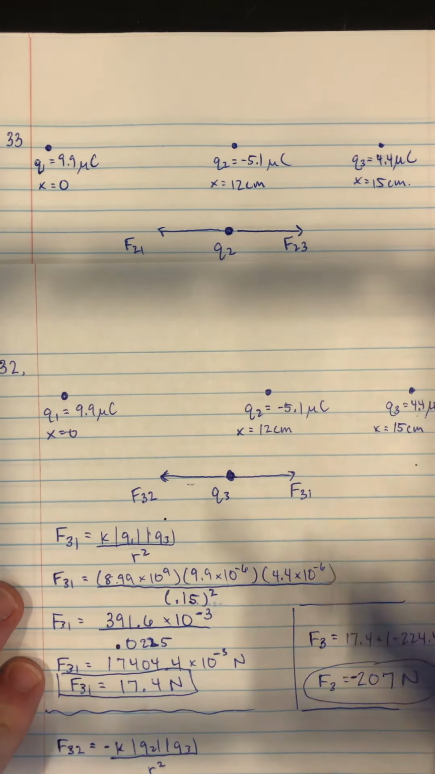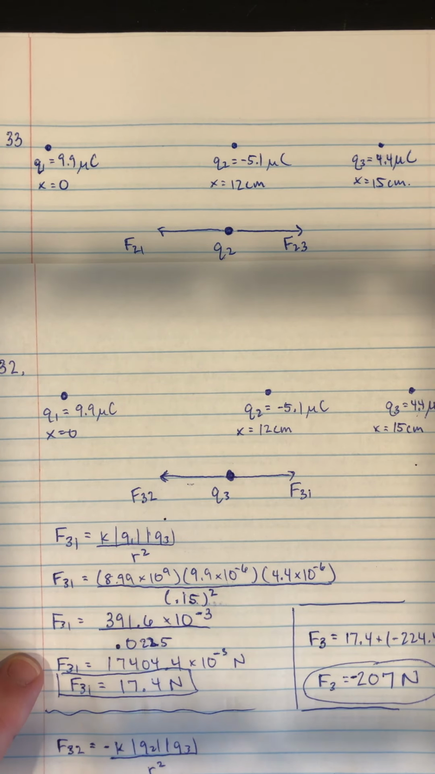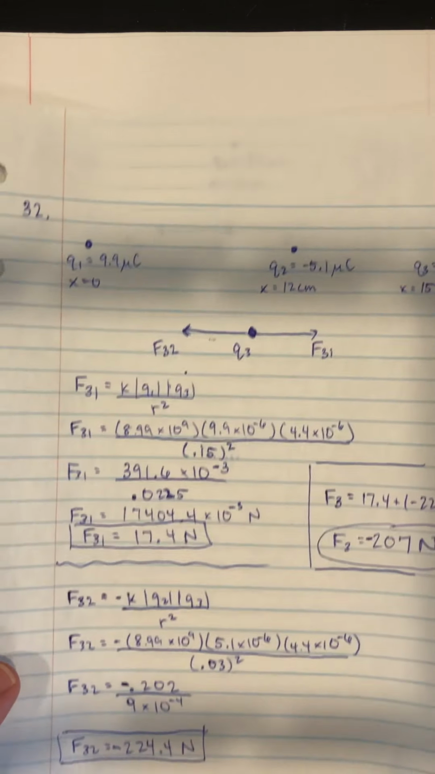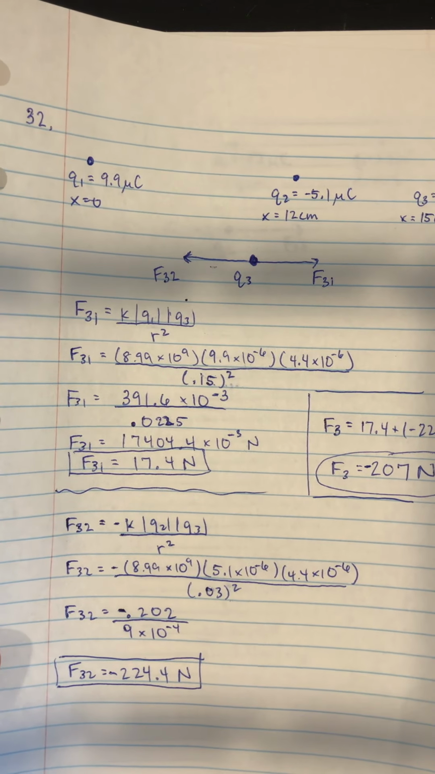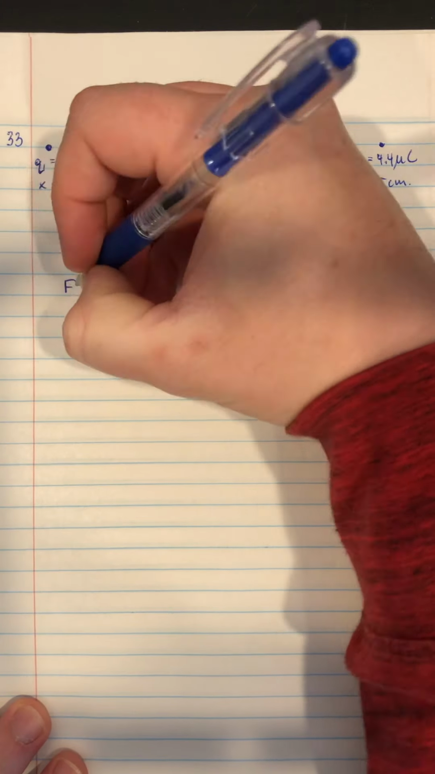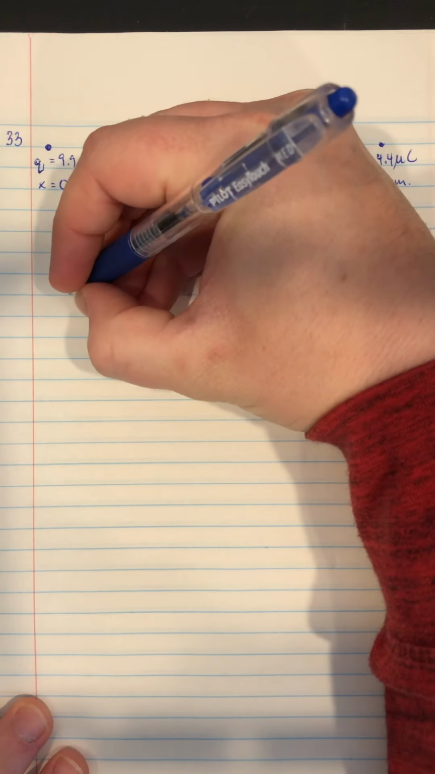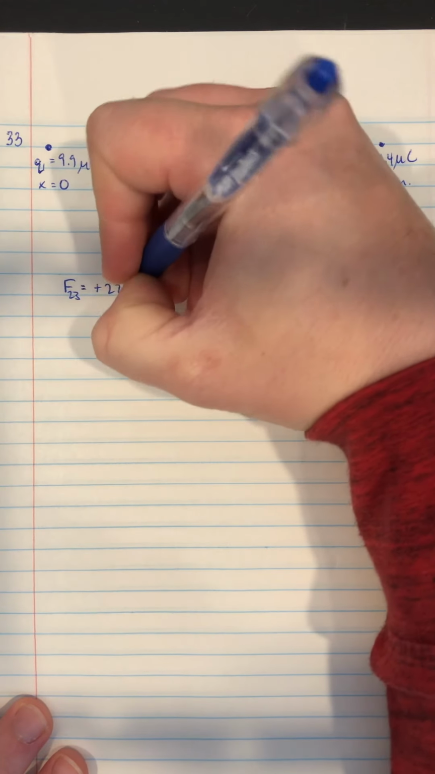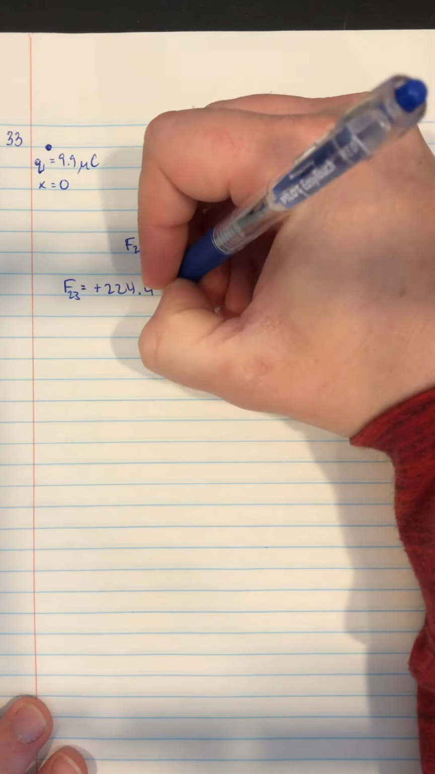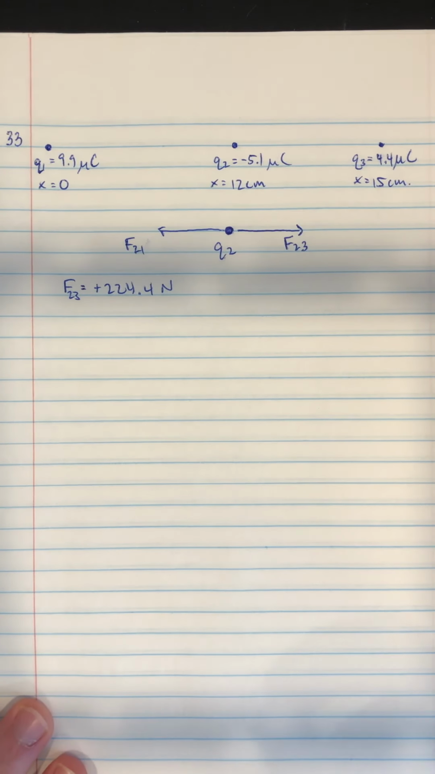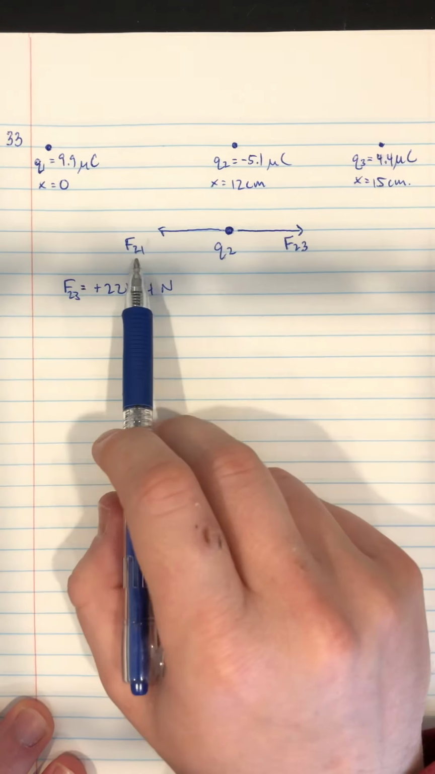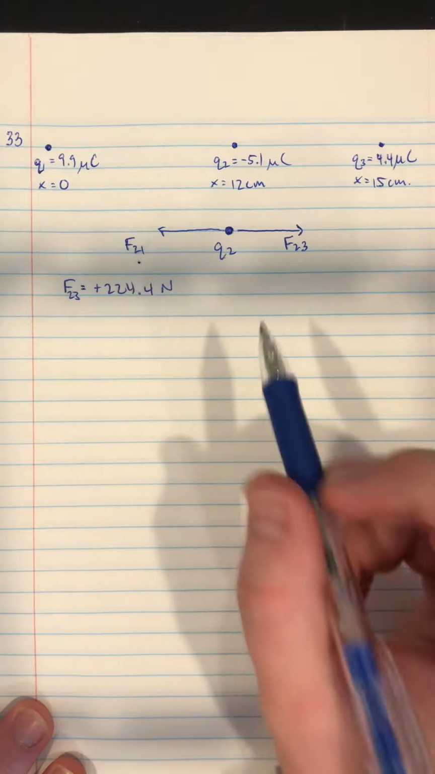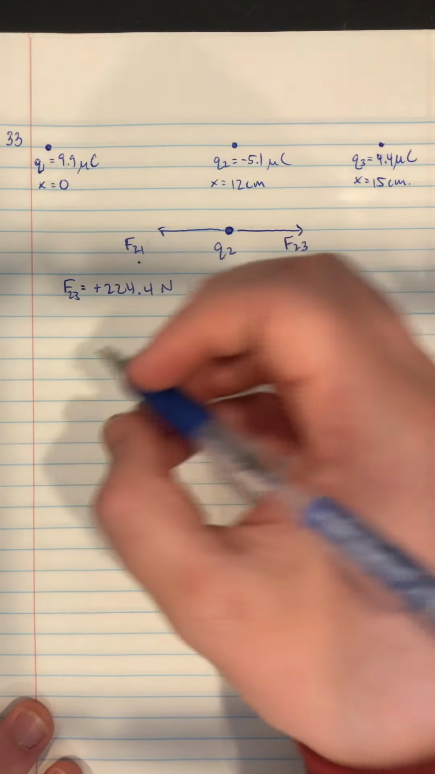So I can actually just take my answer for F32, which was negative 224.4, and make it positive. So F23 is going to be positive 224.4 newtons. That way I don't have to go through and do that math again. All right. We don't have F12, right? We did F13, so we will still have to solve for this one.